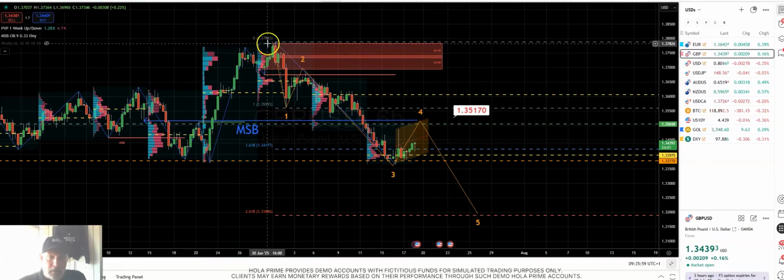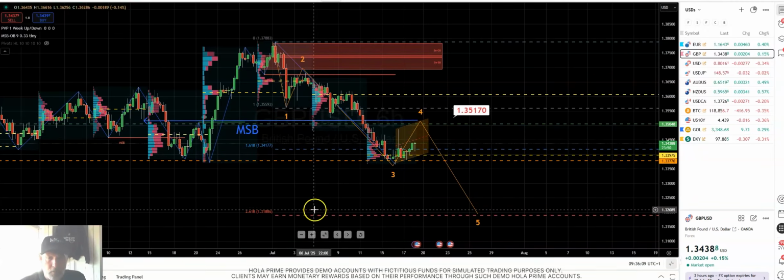So, a different time frame, a different trade plan. 1, 2, 3, 4, 5. We've got a 161.8% extension tool here. We've got the 261.8% at 1.3189. That is a common exhaustion level for an Elliott Wave pattern.